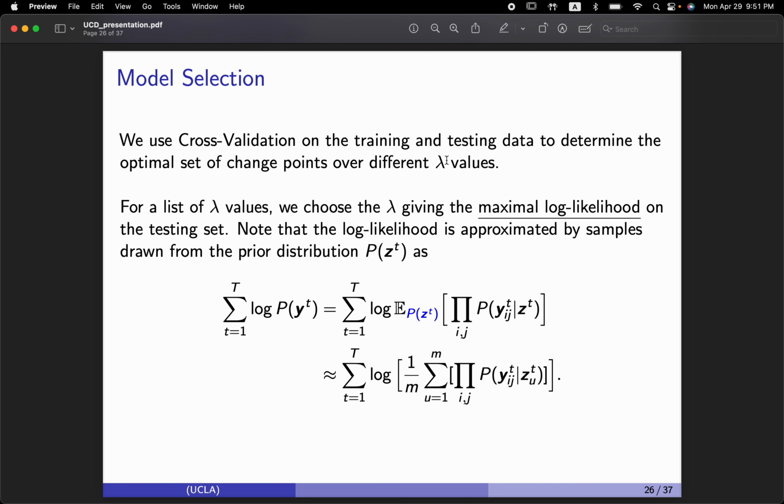One thing we want to point out here is that the log likelihood is also going to be approximated, but this time we just need to draw samples from the marginal, which is the prior distribution, to approximate the log likelihood.